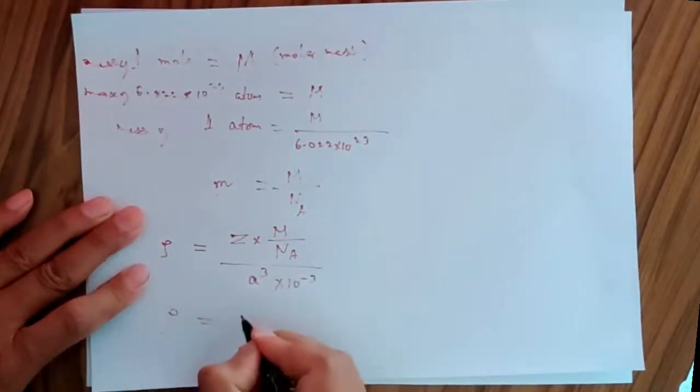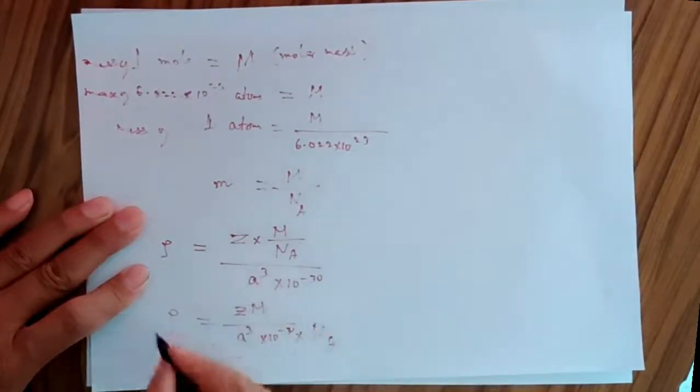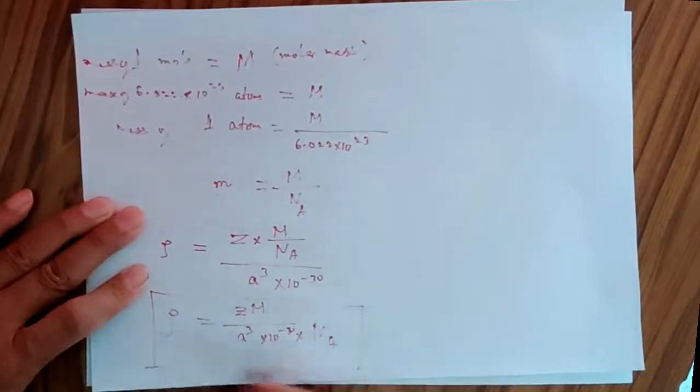Finally, rho is equal to ZM divided by a cube into 10 to the power minus 30 into N A. This is the density of unit cell.